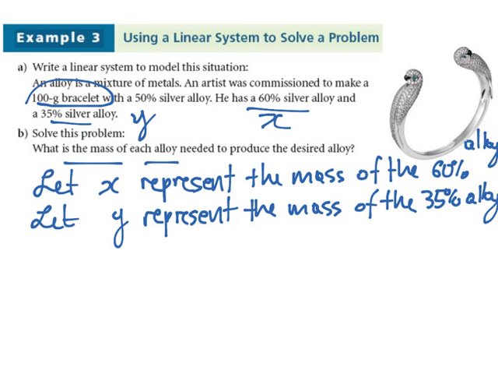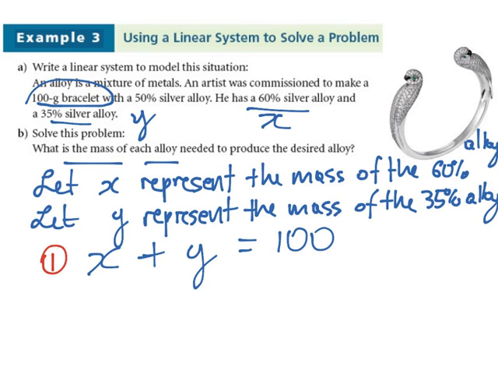So we're going to let X represent the mass of the 60% alloy, and Y the mass of the 35% alloy. Knowing that if we combine the two masses, we'll get 100 grams. So now we have a first equation: X plus Y is equivalent to 100 grams. So this is our first equation.